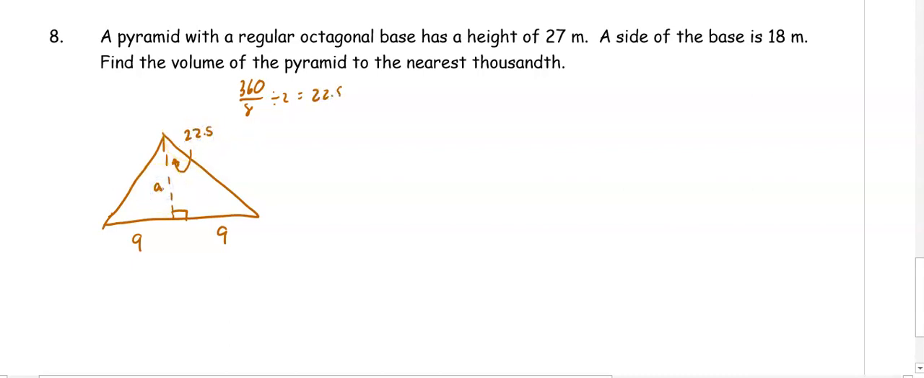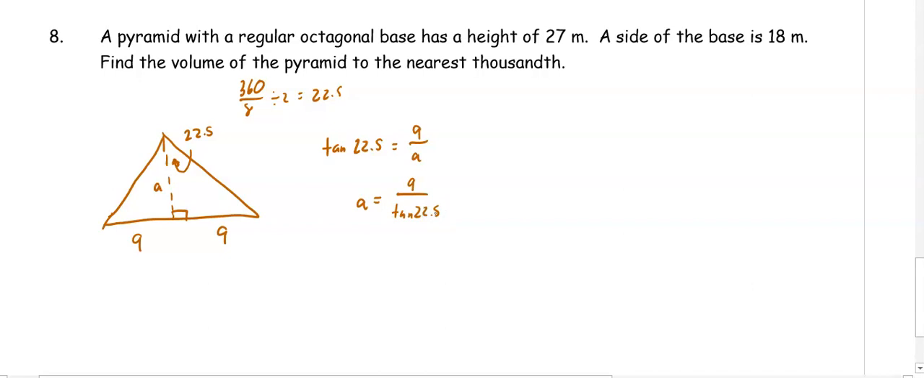We want our apothem, so we can use trig. The tangent of 22.5 equals the opposite over the adjacent, so 9 over a. The trig and the variable can switch, so 9 over the tangent of 22.5 equals a as our apothem.